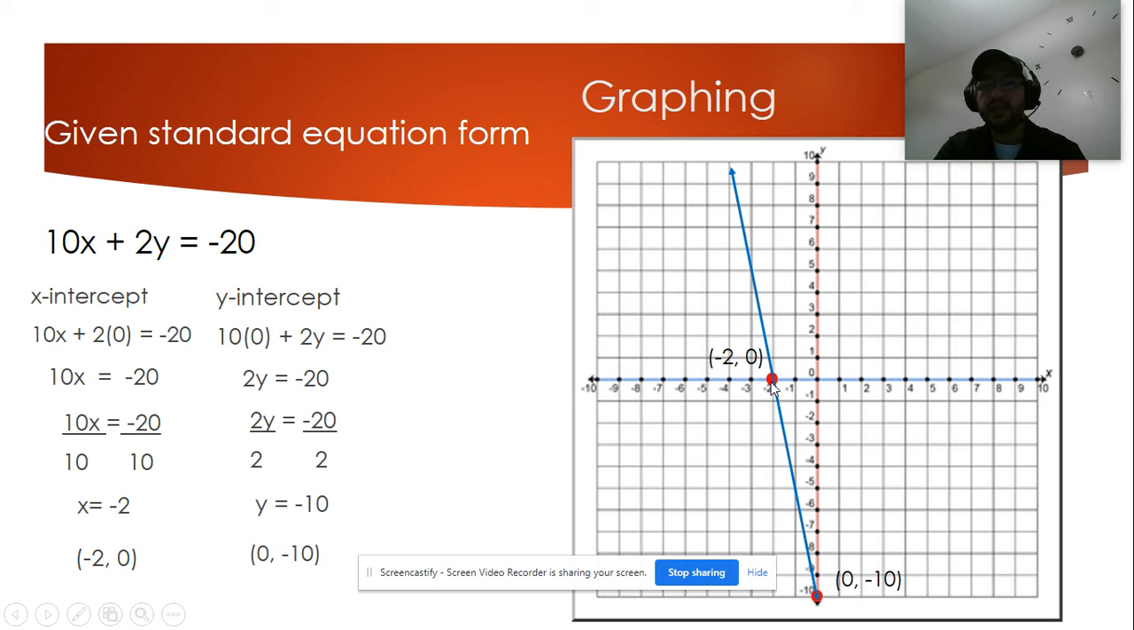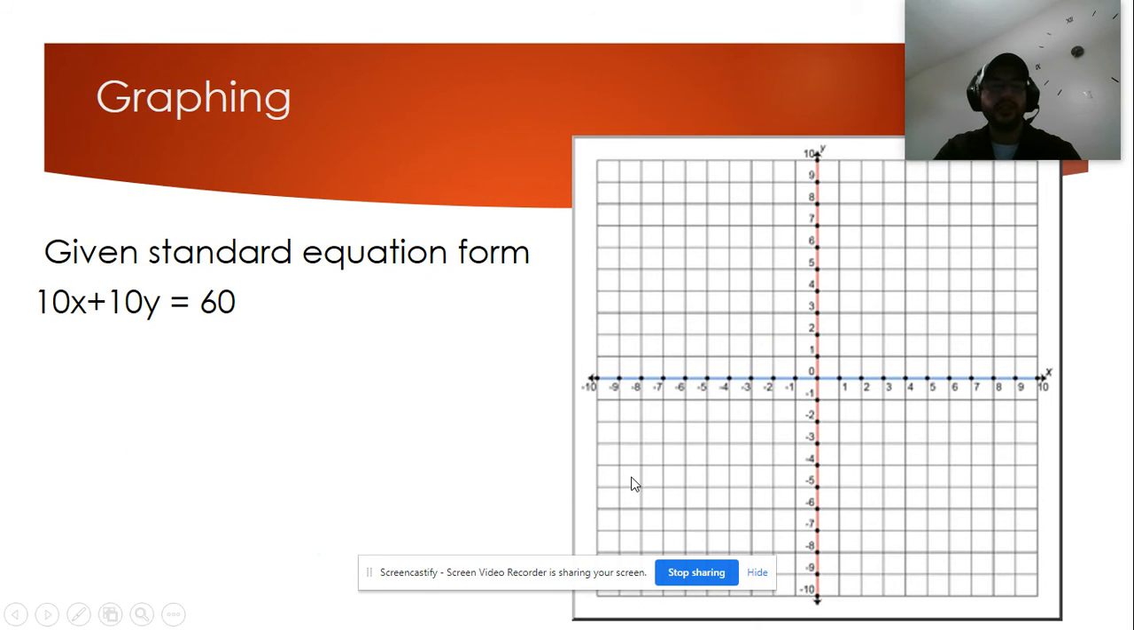Okay. Also, I can find the slope. What is the change in y will be -10. What is the change in x? 2. So the slope will be -5. Let's go over another example.